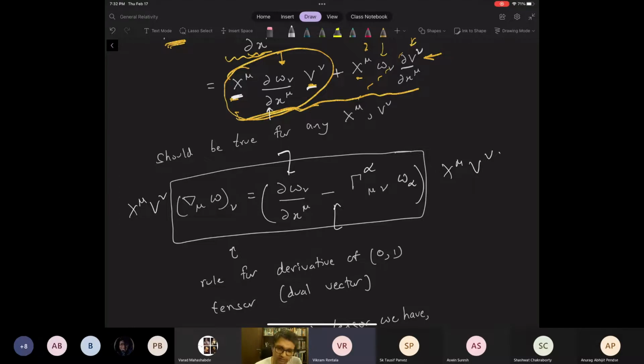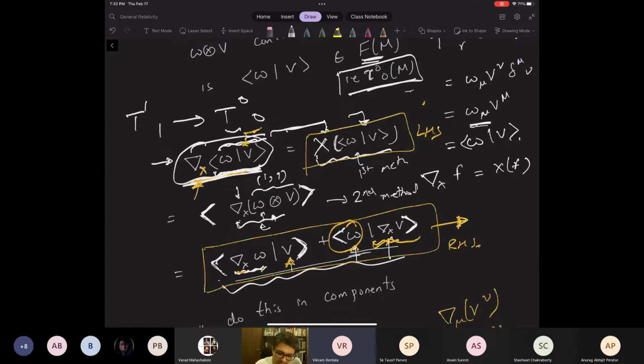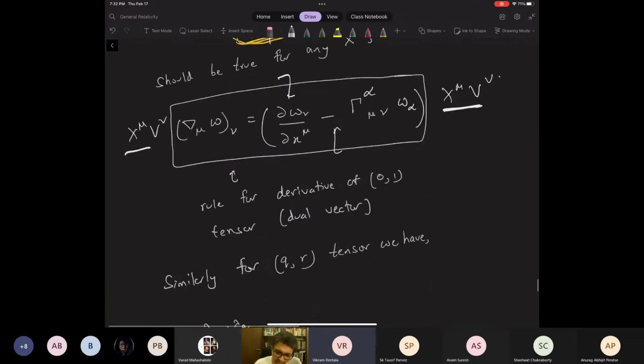Gamma alpha w alpha. This is a coefficient of x mu v nu, and this is also a coefficient of x mu v nu. Now this equation should be true for any vector field x and any vector field v. So we started with this, and this should be true for any vector field x and any vector field v. So we can equate the coefficients of the muth component.